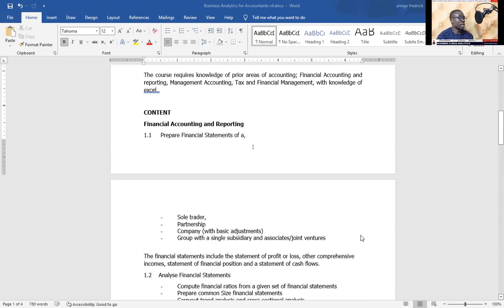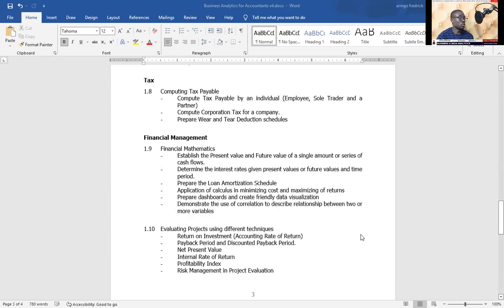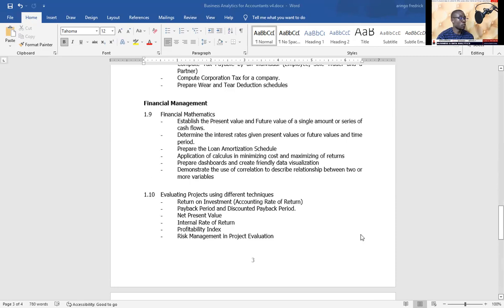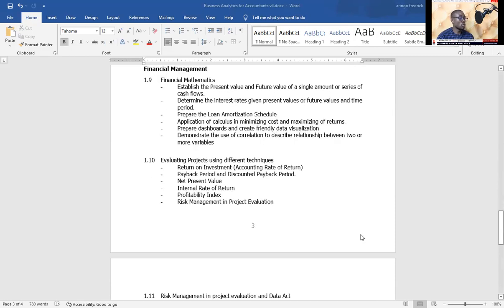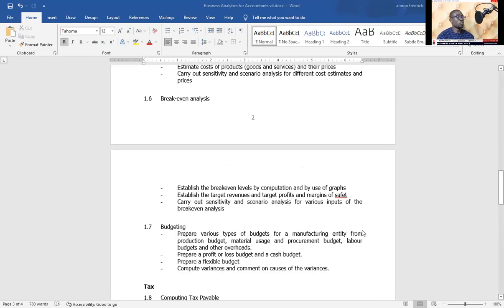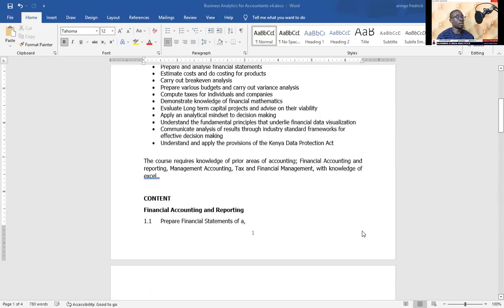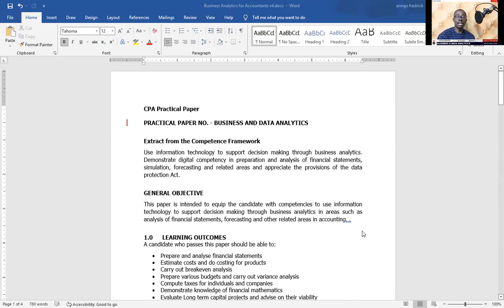So we're having financial accounting and reporting, we're having management accounting. We do have a financial management part of it, whereby you just have to analyze all these concepts: understanding how to evaluate projects, understanding the concepts of risk management in project evaluation, and the Data Act. Basically, this is what will entail the practical concepts of business and data analytics.